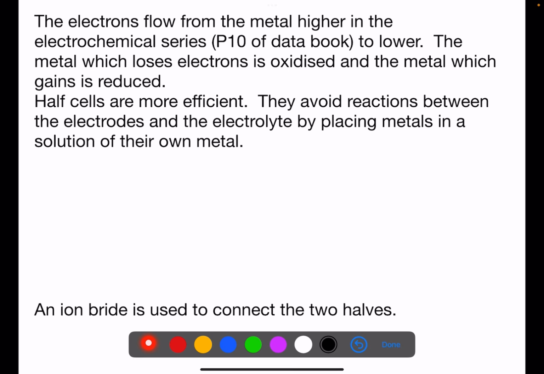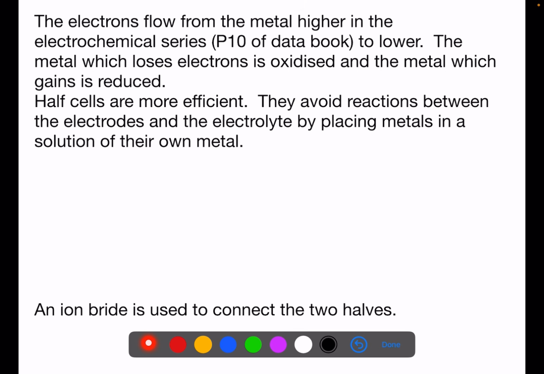So the electrons will always flow from the metal which is higher in the electrochemical series to the lower metal. The electrochemical series is found on page 10 of the data book. The metal which loses electrons is oxidized, so that's the more reactive metal, and the metal which gains electrons is reduced. This is the least reactive metal.